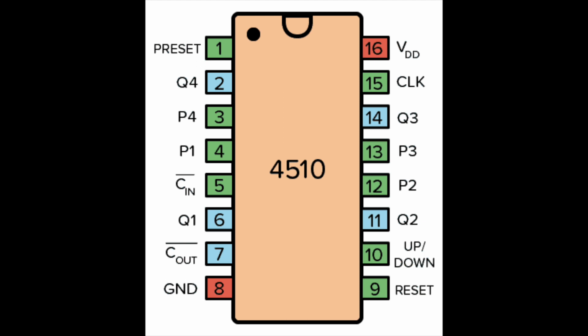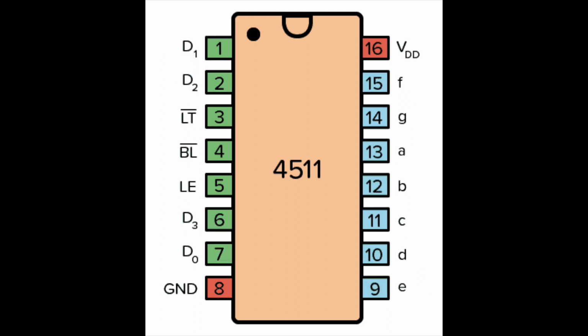This IC's purpose is to transform the slowed clock signal coming from the 4017 IC into a 4-bit binary value, also known as binary coded decimal, BCD. The final IC is the 4511 binary counting decimal decoder. The purpose of this chip is to convert the binary coded decimal values into 7 separate outputs that can be transferred to a 7-segment display.